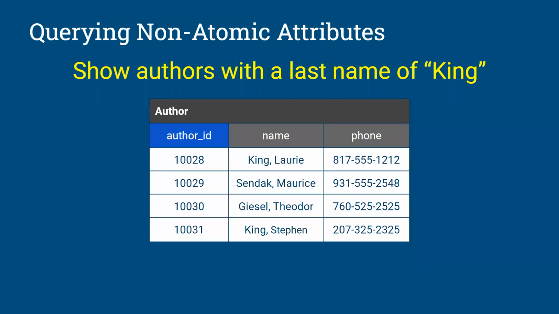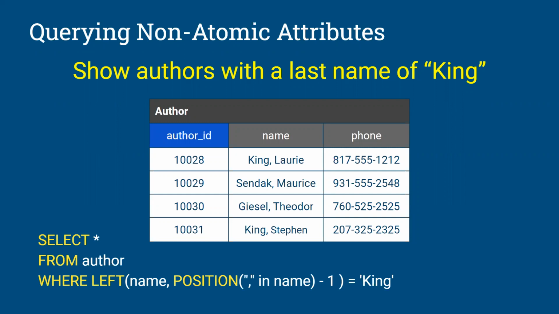So because last name is not its own column, I've got to do all kinds of jumping around to be able to get last name to be identified individually. And it's not terrible in this case. But I've got to say, all right, I'm dealing with the name attribute here. So I've got the name attribute here.